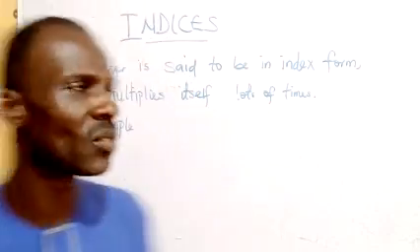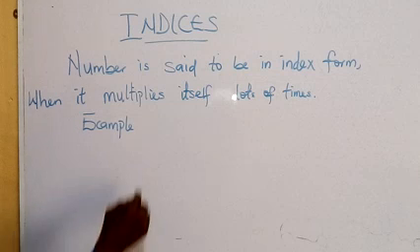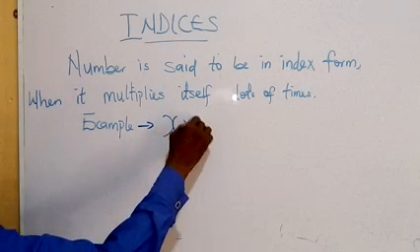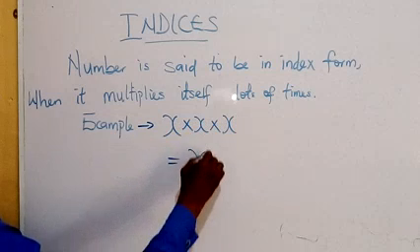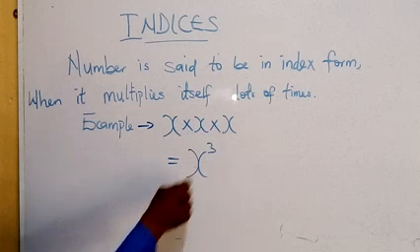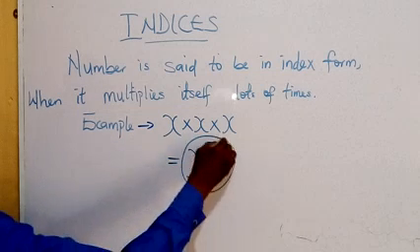What I have for you today is indices. A number is said to be in index form when it multiplies itself lots of times. Example: if you have x multiplied by x multiplied by x, which equals x cubed. Now, this x multiplies itself how many times? 3 times. So x multiplied by x multiplied by x is x cubed. This is what we call index form.